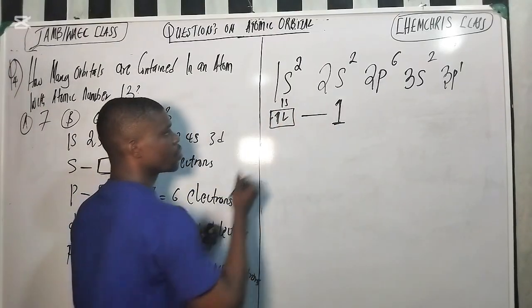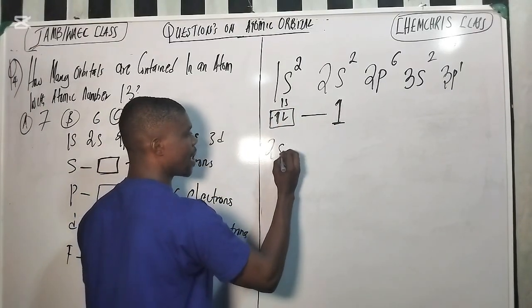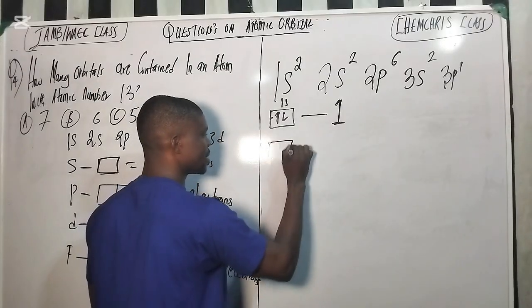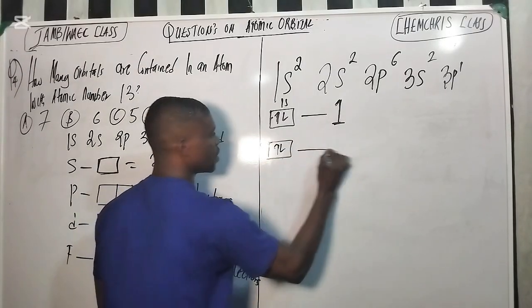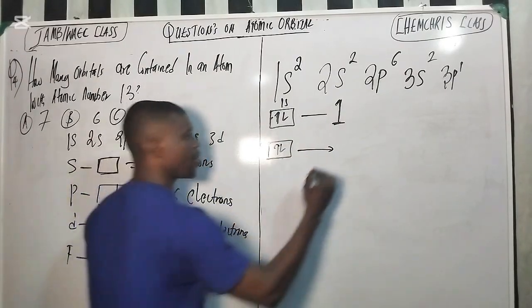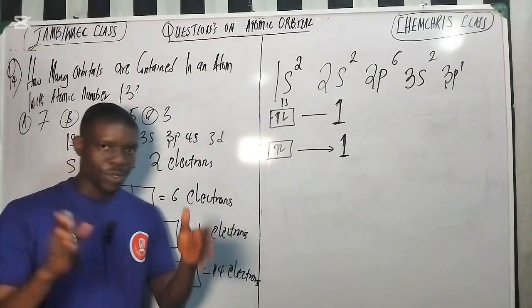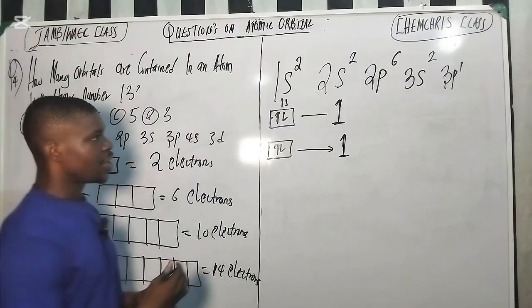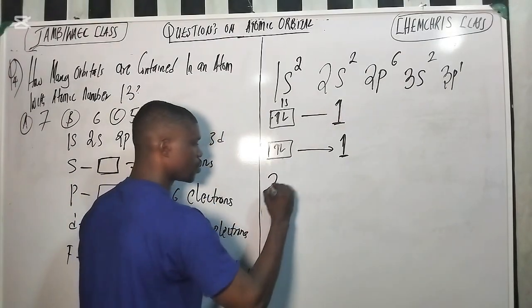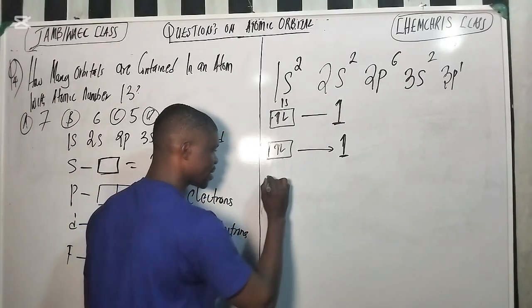Here we have 2s, like this. How many orbitals do I have here? Here we have only 1 orbital, because s only has 1 orbital, which is this box here. If you look at 2p, which is like this.